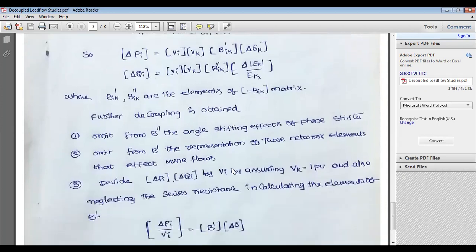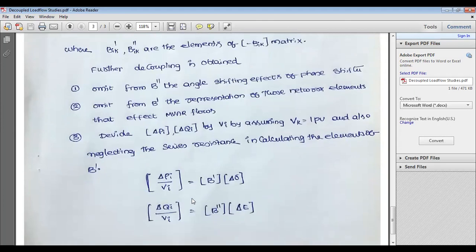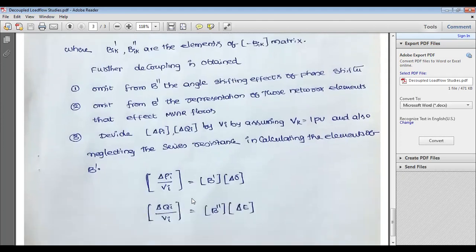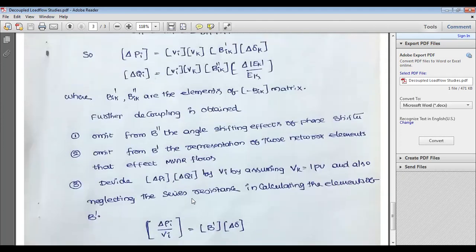Further decoupling, and the further decoupling means fast decoupling, so omitting B double dash at the angle shift. So these are the very important ones. So these are the assumptions. Okay, we cannot say anything regarding this one. So without having these assumptions, we cannot solve the decoupled load flow.